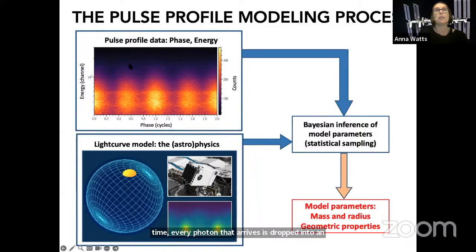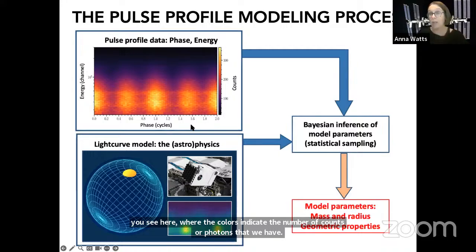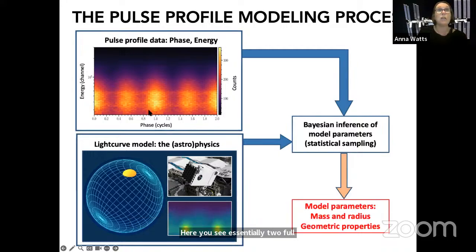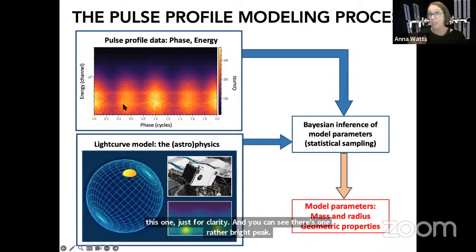And we build up this thing called a pulse profile, which you see here, where the colors indicate the number of counts or photons that we have. Here you see essentially 2 full rotational cycles for this one, just for clarity. And you can see there's one rather bright peak and another one that's slightly dimmer. So this is just an example. So that is the data that is coming from NICER.